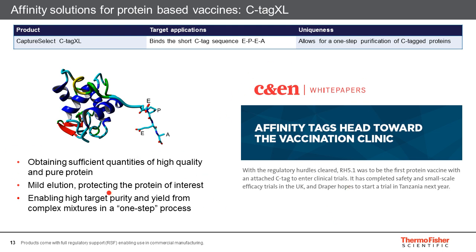Again, the advantage is you can really get high quality and pure protein in one single step, with mild elution protecting the protein of interest, or in this case, the recombinant virus, which enables high target purity and yield from these complex mixtures in a one-step process. Again, a really interesting recent article.